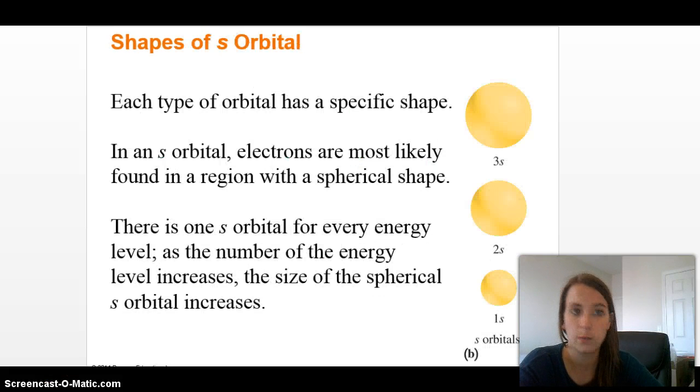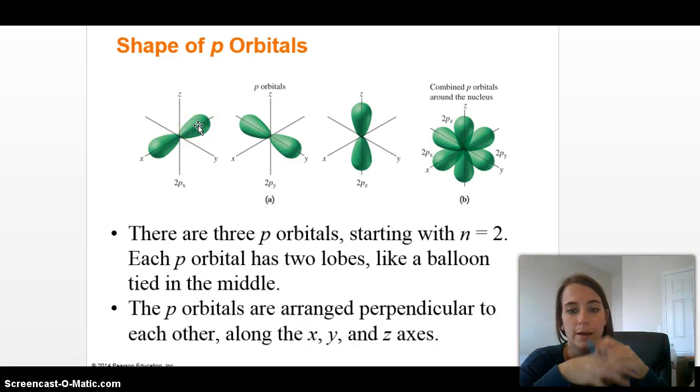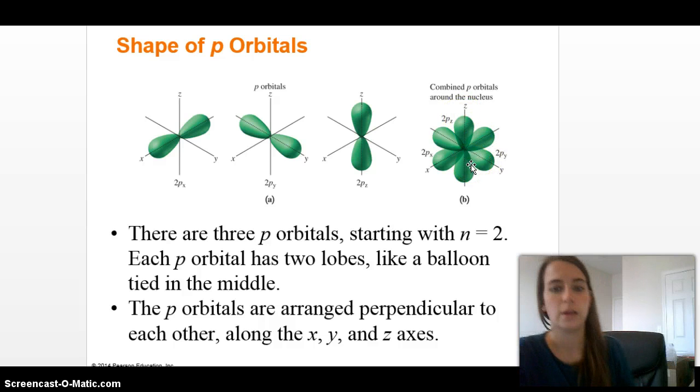P, so s had one orbital, it's just a sphere. P has 3 orbitals, and they kind of look like dumbbells or like a balloon pinched in the middle. And there's 3 of those, so this is each of them separately. And then when they're all together, they look kind of like this funny looking flower over here. So you have 2p, 2p, 2p. This is all of the p's put together. So you've got your 3p orbitals put together.